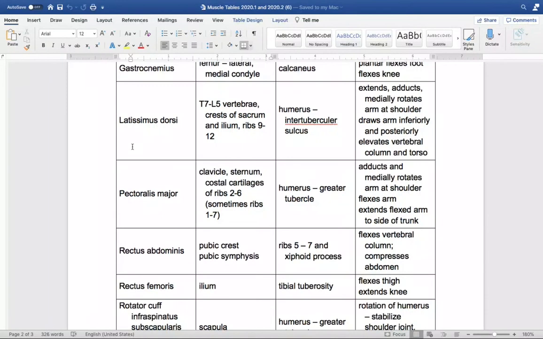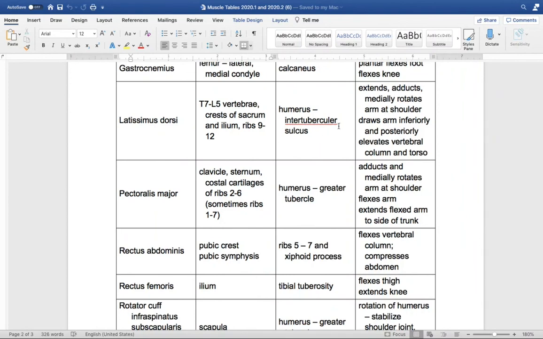So let's do the Latissimus Dorsi first. The Latissimus Dorsi muscle has quite a few origins. You can see that it attaches all the way up from T7 all the way down to L5. It's going to continue on to the sacrum and even originate at ribs 9 through 12. However, despite the extensive nature of the origins of the Latissimus Dorsi muscle, we have one insertion here with this muscle. Now this is a structure that we have not really seen so far.